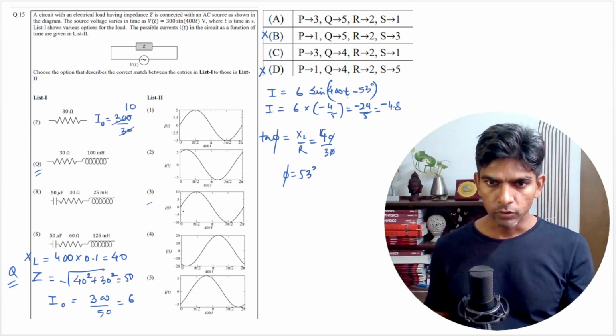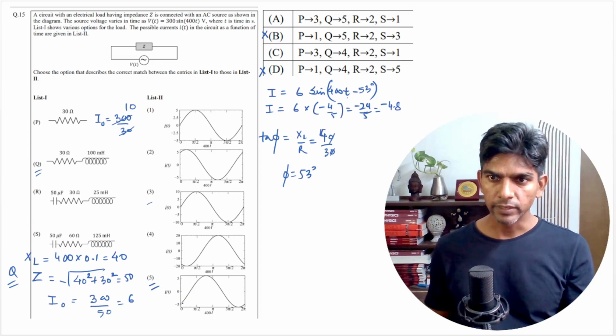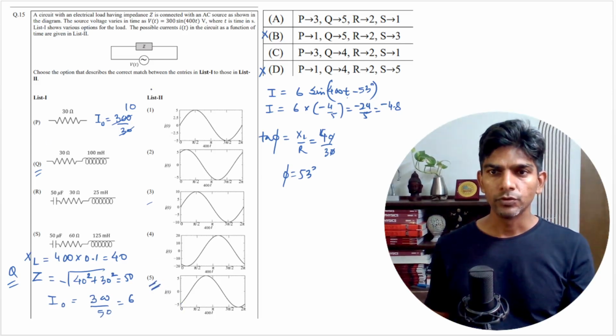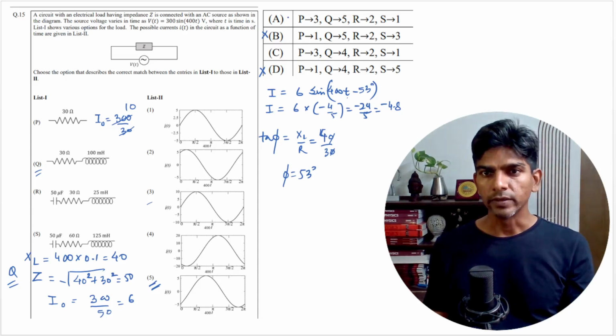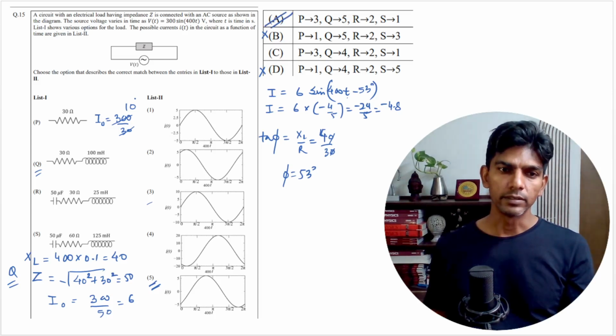So let us see the option. At t equals to 0, the value should be minus 4.8. So can you see in the fifth option, it is slightly above minus 5, right? So 5 is correct. So for Q, it should be 5. So option A is the right answer.